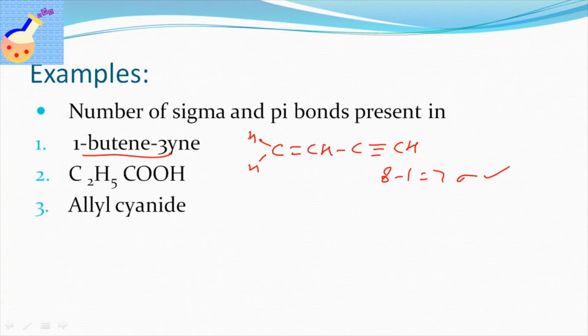Coming to the pi bonds, there is no need of a formula here. Why? Because the structure is given. So simply count it. 1, 2, 3. So 3 pi bonds are there. Coming to another example, C2H5COOH. If it is given like this, you can easily guess the answer. There will be a pi bond here only. So one pi bond should be there.